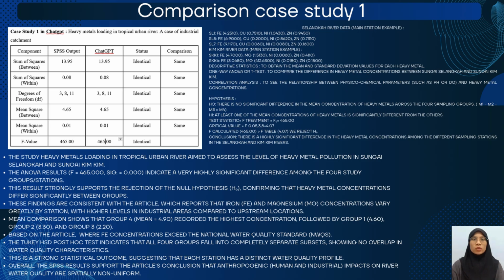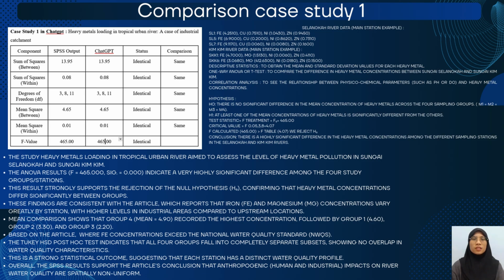Comparison for case study 1. For the hypothesis, the null hypothesis is that there is no significant difference in the mean concentration of heavy metals across the 4 sampling groups. H1: at least one of the mean concentrations of heavy metals is significantly different from the others.